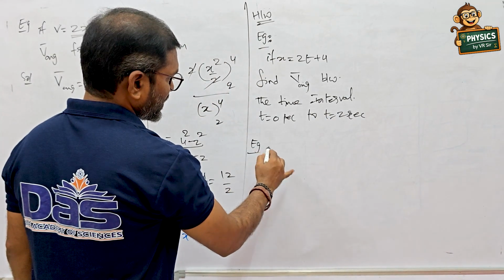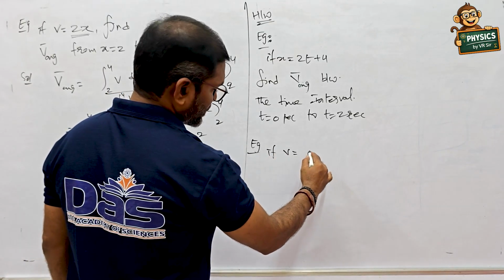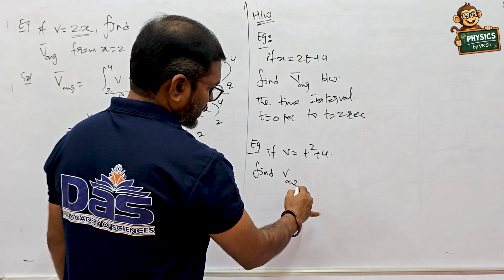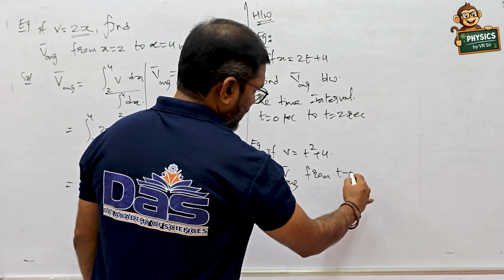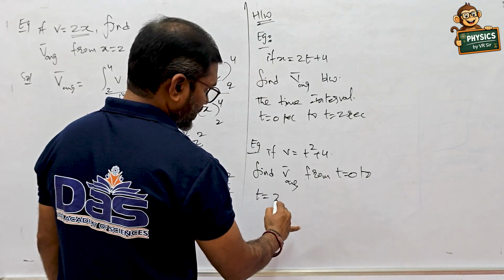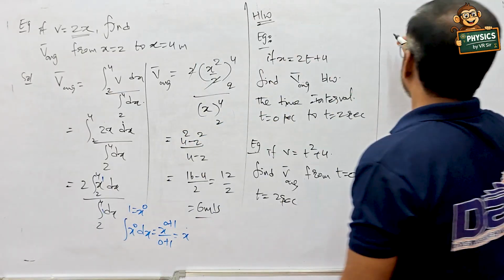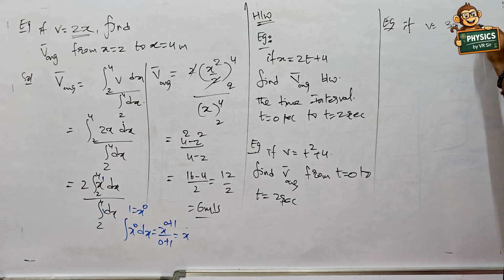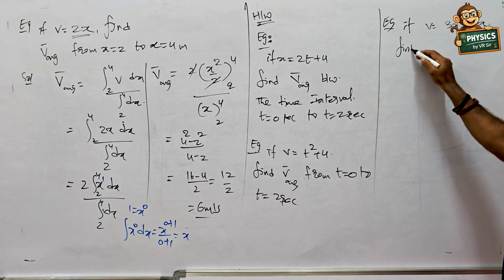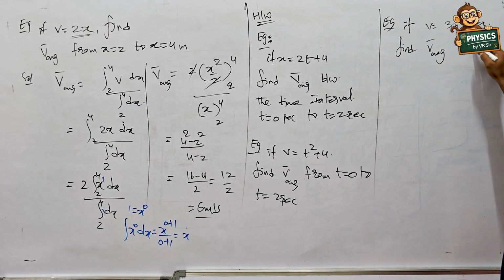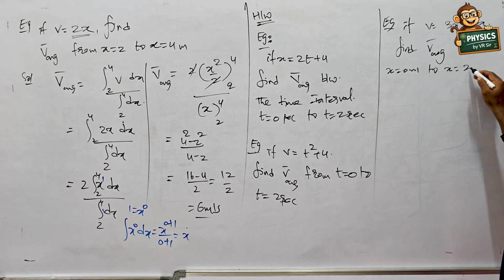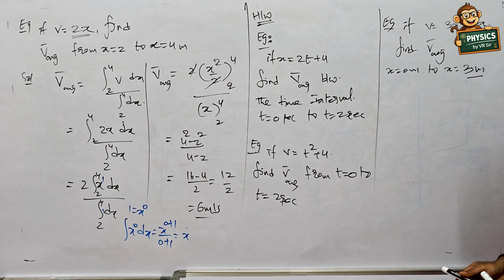Now the second example, if v equals t square plus 4, find v average from t equals 0 to t equals 2 seconds. Now in the next example, if v equals 3x square plus 2x, find v average from x equals 0 meters to x equals 3 meters. So these three, I am leaving to your workout session.